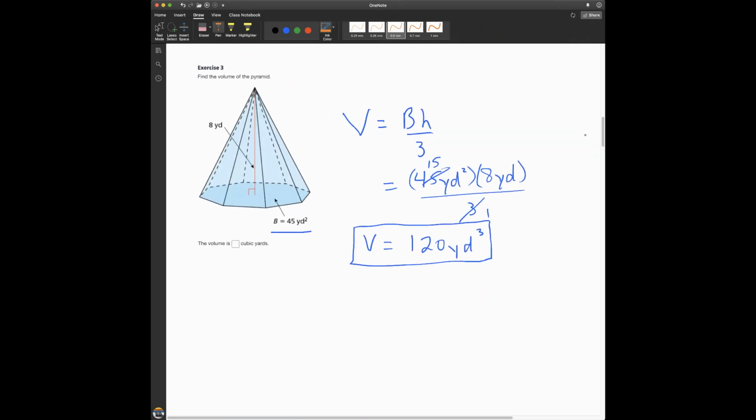Problem number three, volume equals area of the base times the height divided by 3, because this is a pyramid. In this problem, they give us capital B, they give us the base. So I just plug the numbers in and do the math, and I get my answer, which is 120 cubic yards.